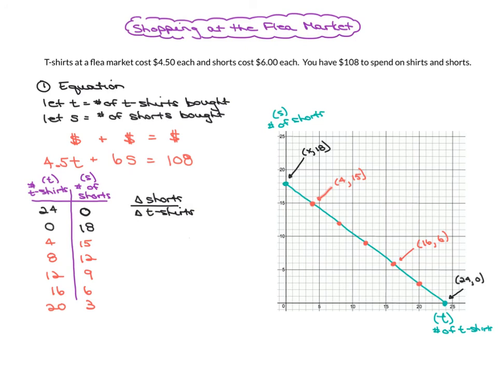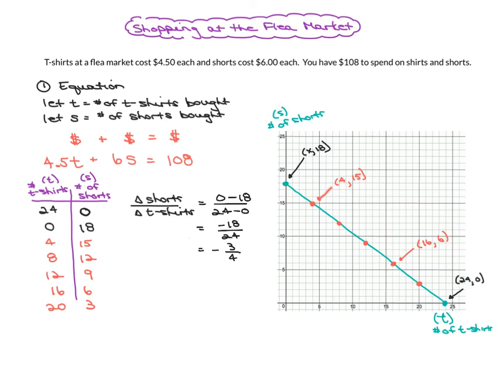To calculate slope, I'm going to use these x and y intercepts to find my slope because it's going to make my arithmetic so easy. My change in shorts, I go from 0 minus 18. My change in t-shirts, 24 minus 0. And I'm left with negative 18 over 24. They share a common factor of 6. I'm going to make the whole slope negative, and I'm left with negative 3/4.